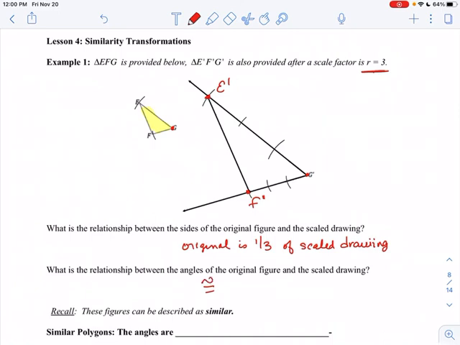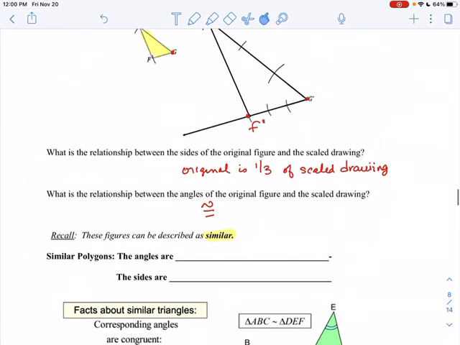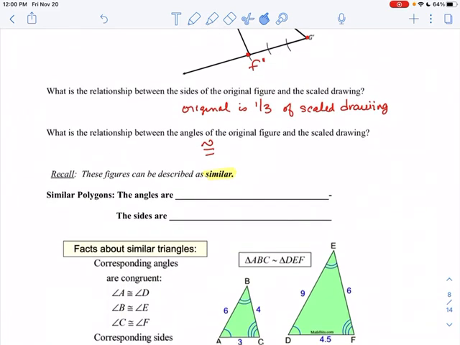Remember, the angles of a triangle equal 180 degrees. The image is also 180 degrees. It's not that those angles got 3 times as big. We call these figures similar. Okay, and that's what we're talking about today, similarity transformations.